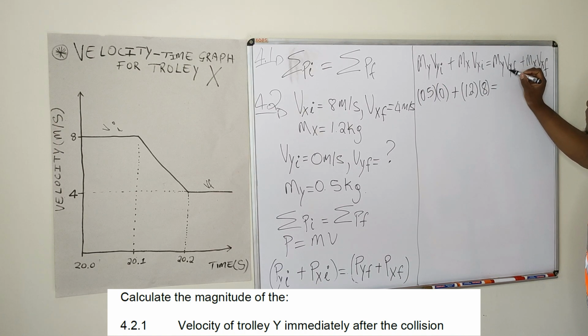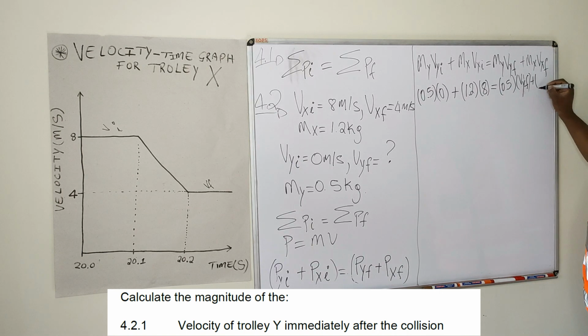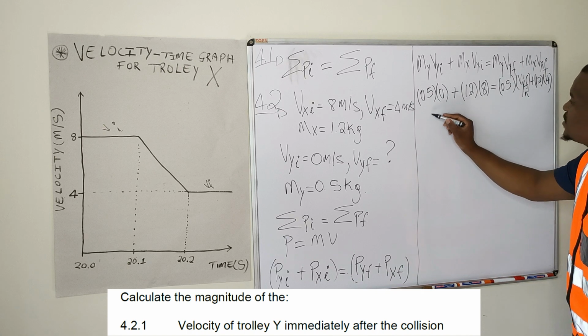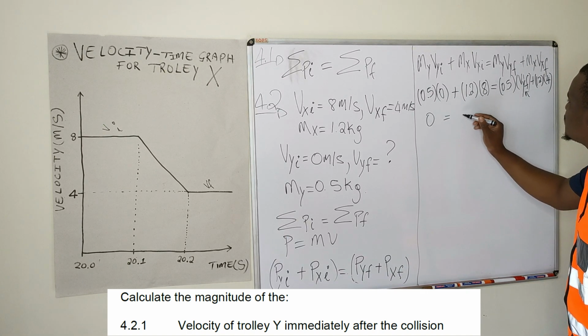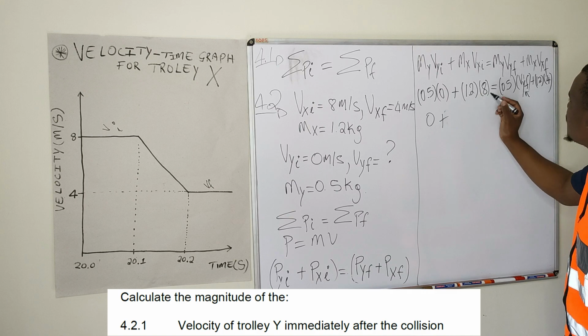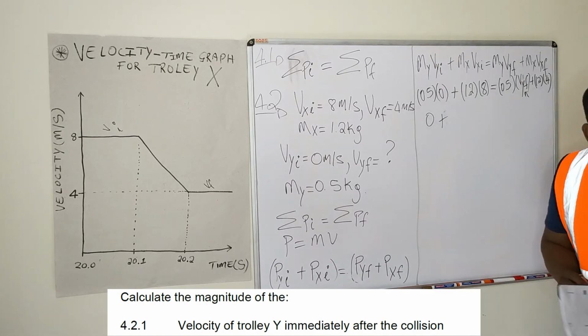So your mY is the mass of trolley Y, which is 0.5, times vYF, which is the final velocity of Y, which is what we're looking for, plus mX, mass of X, what is it? It's 1.2 times the final velocity of X, which is 4. Then this is what we're looking for, solving for that. So this times this is 0. This times this, plus this times this, you can punch that in your calculator.